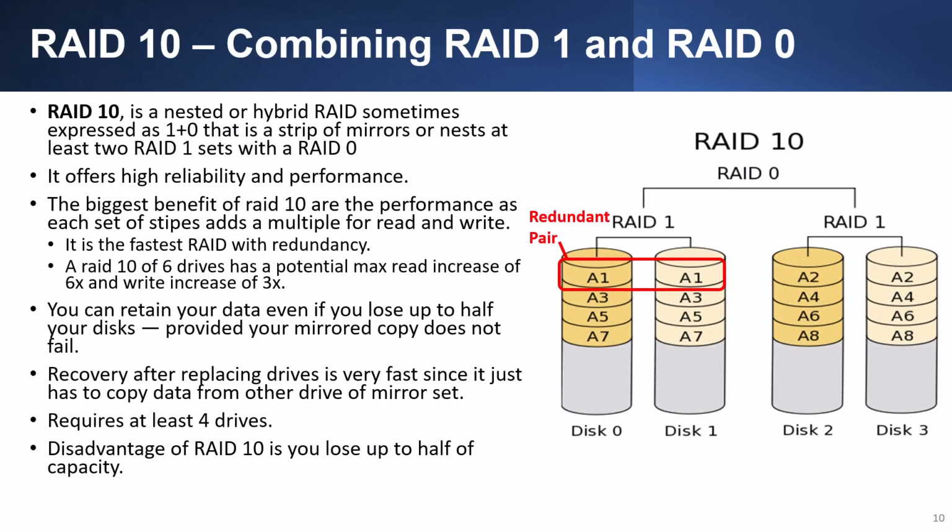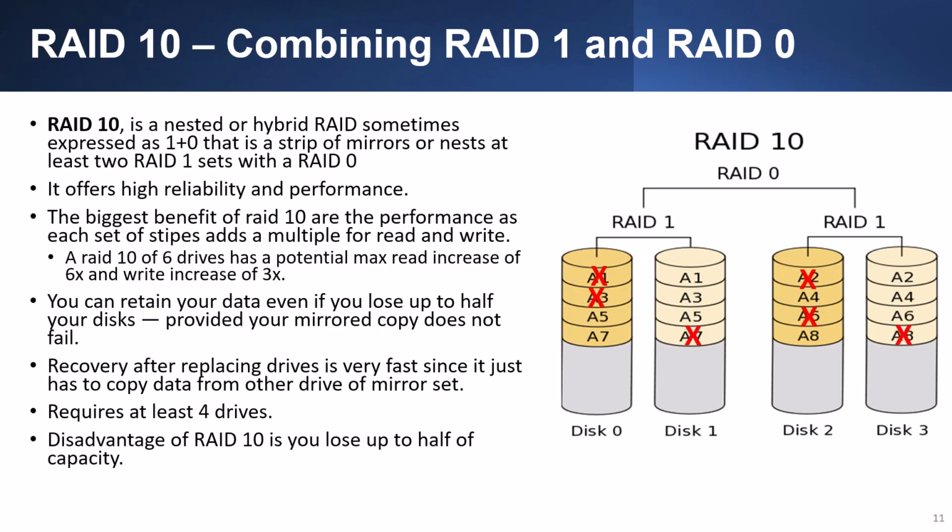RAID 10 is a nested or hybrid RAID, sometimes expressed as 1 plus 0, that is the stripe of mirrors, or nest at least two RAID 1 sets with the RAID 0. It offers high reliability and performance. The biggest benefit of RAID 10 is the performance of each set of stripes adds a multiple for read and write. It's the fastest RAID with redundancy. A RAID 10 of 6 drives has a potential max read increase of 6 times and a write increase of 3 times. You can retain your data even if you lose up to half your disk, provided your mirror copy does not fail.